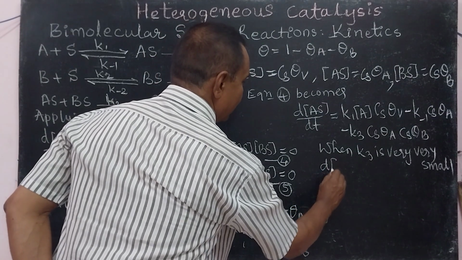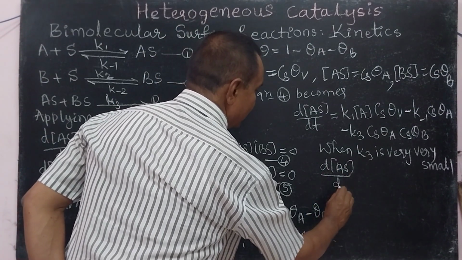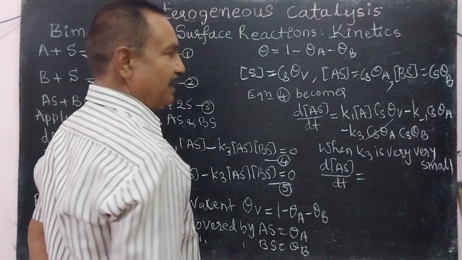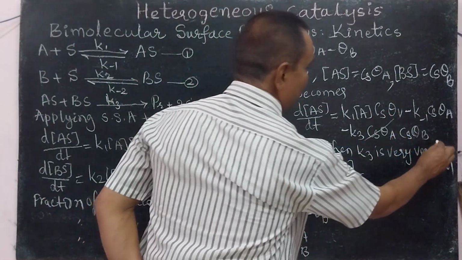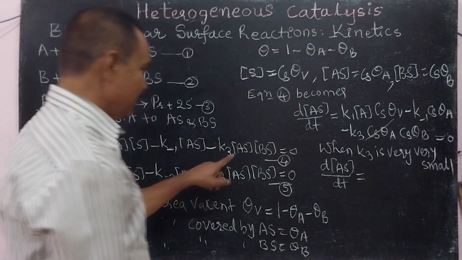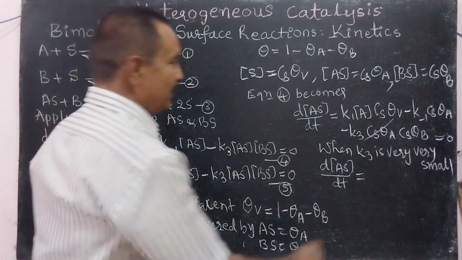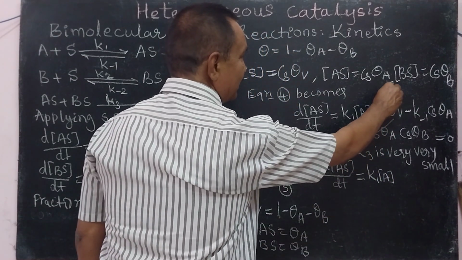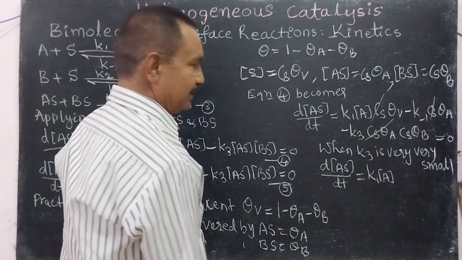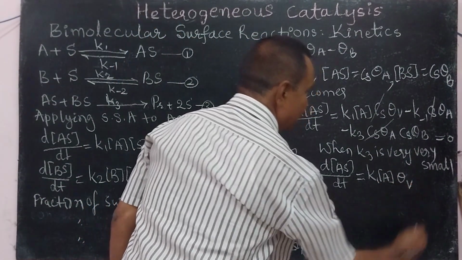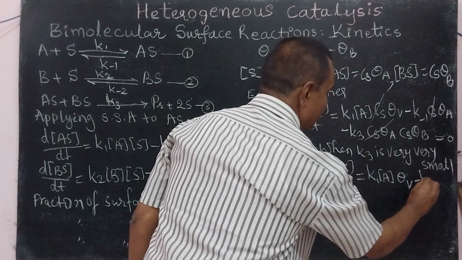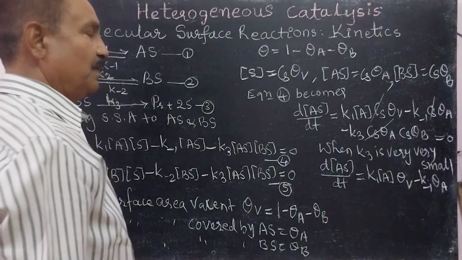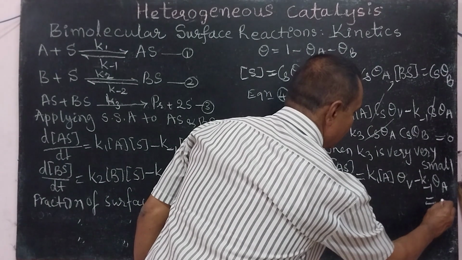Then this becomes dAs divided by dt equal to, this term is neglected. Okay, then here we are making this equal to 0. As it is made equal to 0, then we may write K1A, and here also CS gets cancelled. K1A theta phi minus K1 theta A, okay, that is equal to 0.